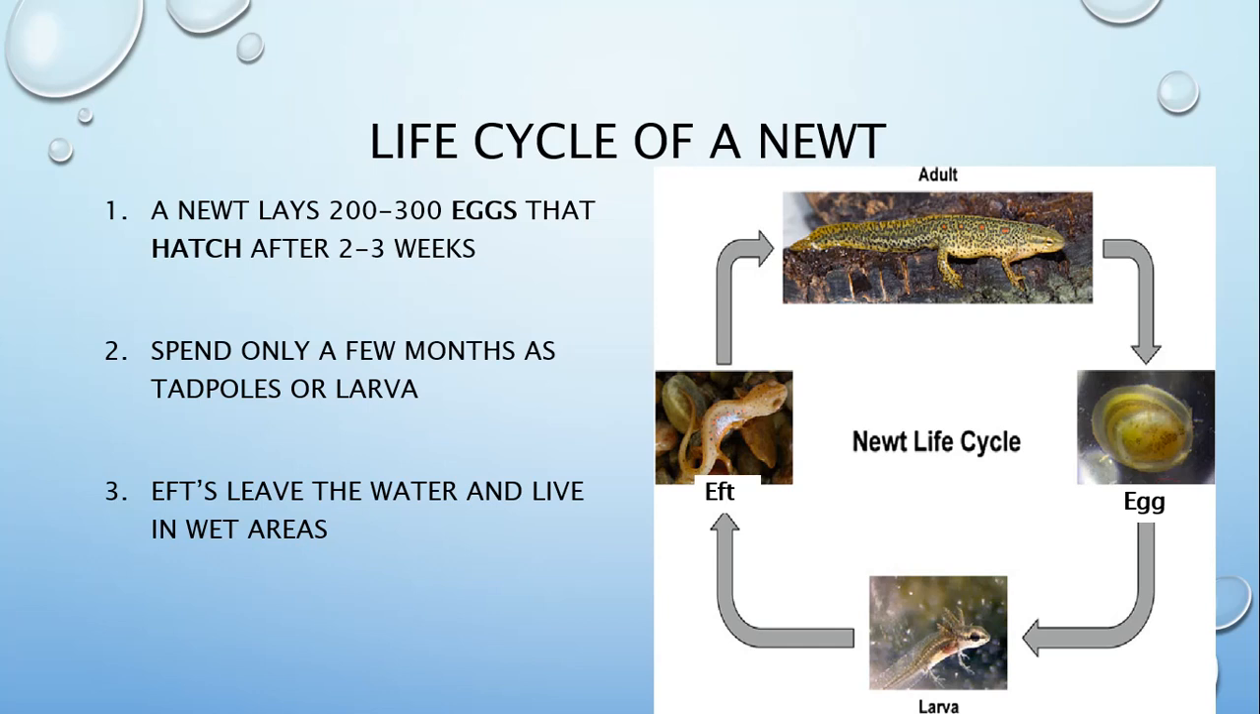And then it becomes an eft. And the eft leaves the water and they live in wet areas before they become an adult. So the eft is like the word, like the toadlet or froglet. It's just a word for like a teenage or child's newt. All right.